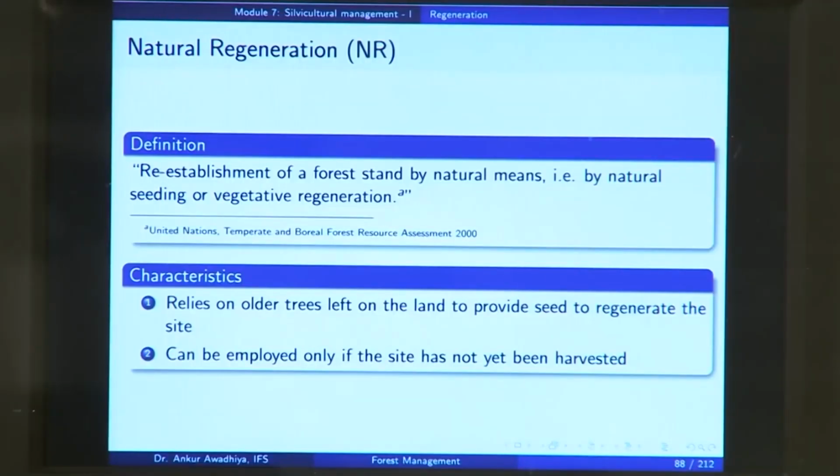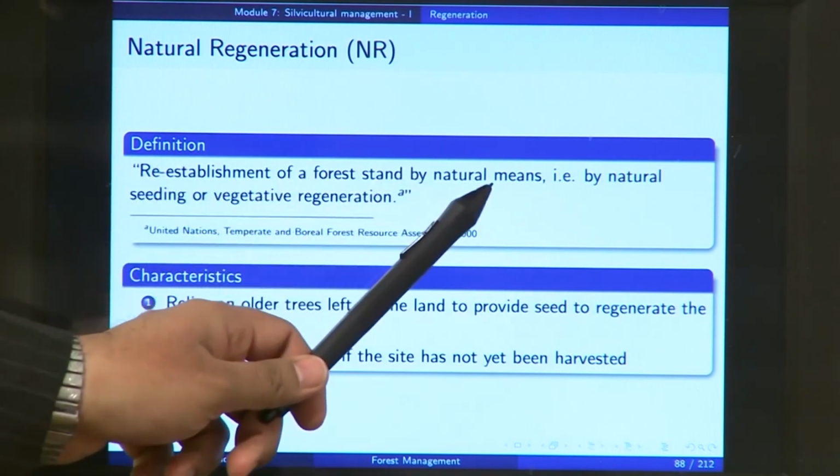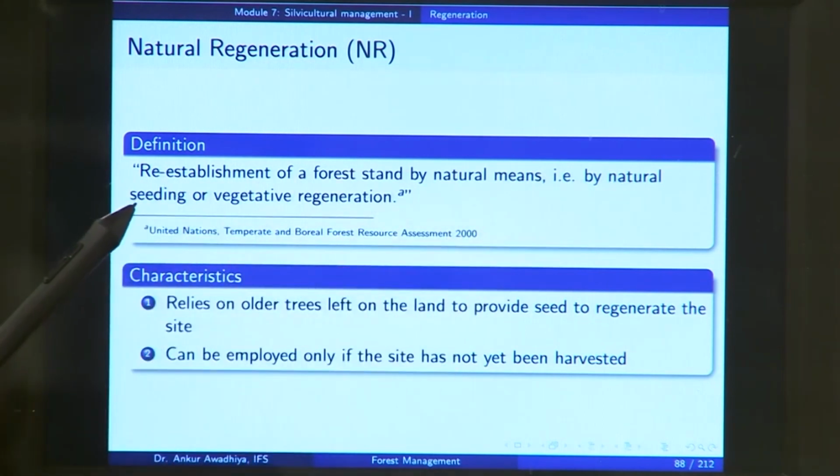So, let us now have a look at natural regeneration. Natural regeneration is defined as re-establishment of a forest stand by natural means, that is by natural seeding or vegetative regeneration. So, we are re-establishing the forest stand by natural means, and there are 2 natural means. One is natural seeding. So, a number of trees produce their fruits which have the seeds, and these seeds, when they are released into the environment, they germinate and form the new seedlings. Or the other option is vegetative regeneration.